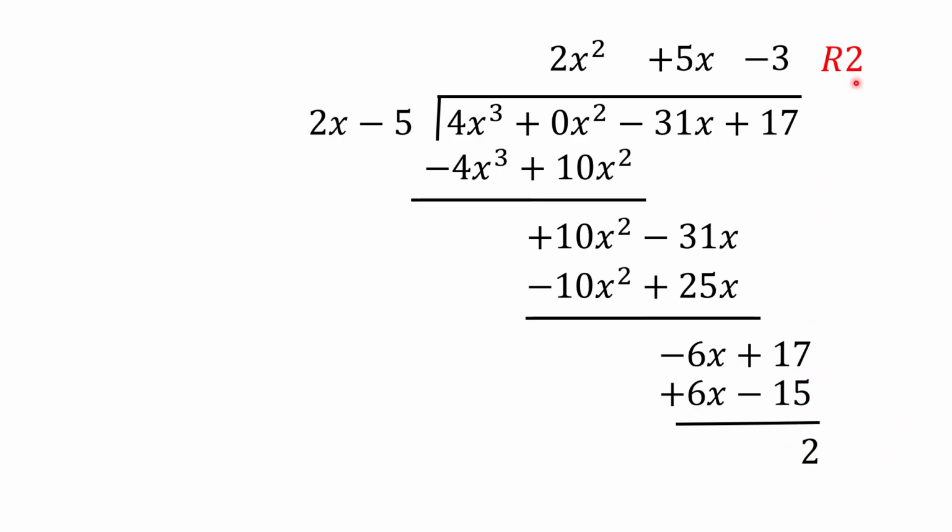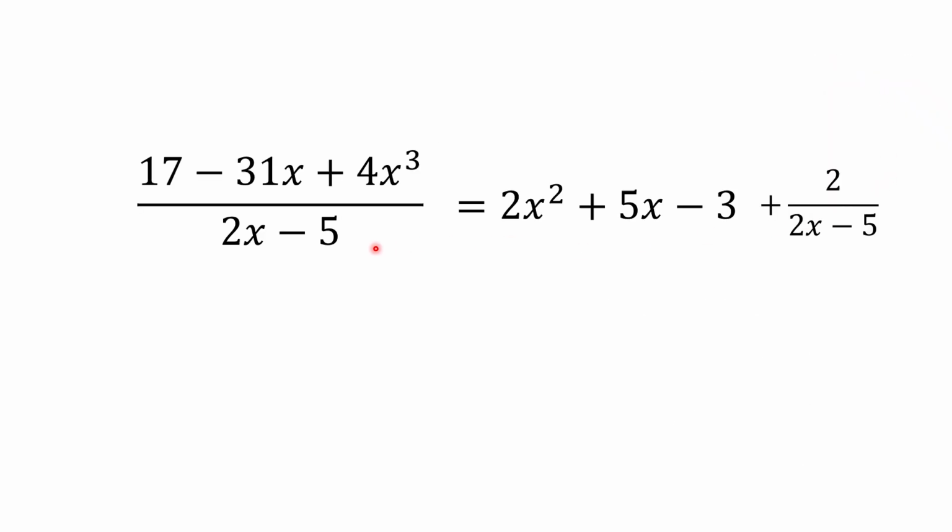We can write it as R2, but in Algebra 2, instead of writing it as R2, we make a fraction out of this. We're going to say plus 2, because the remainder was plus 2, over the divisor, which is 2x minus 5. And this is the final answer. So this polynomial divided by 2x minus 5 is equal to this polynomial.